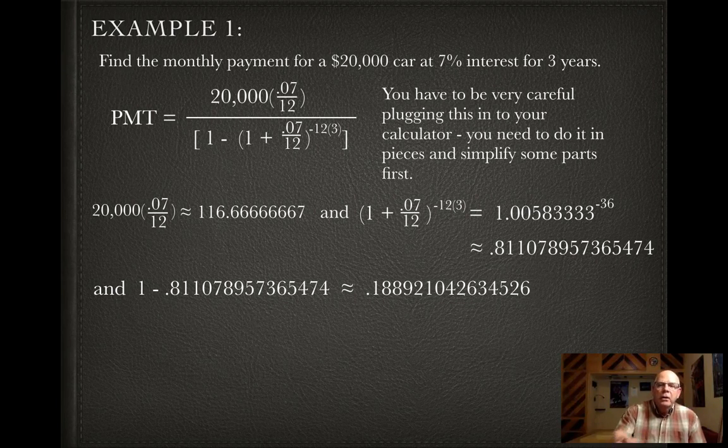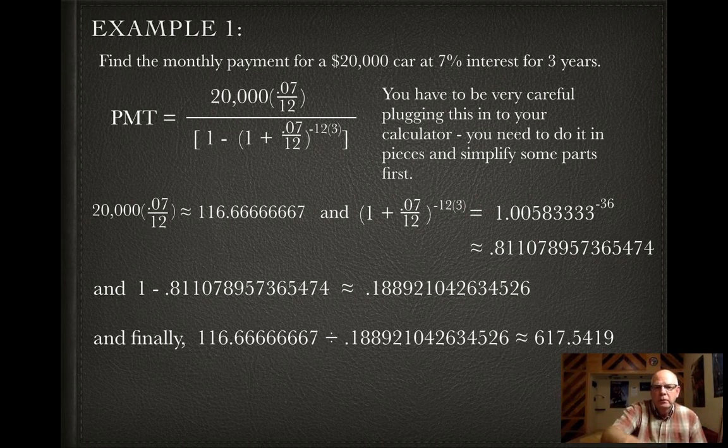Now our calculation ends up being the numerator, the 116.66667, divided by that denominator, the 0.18892. That's our final calculation here, and it ends up being approximately equal to 617.5419, and it goes on forever.